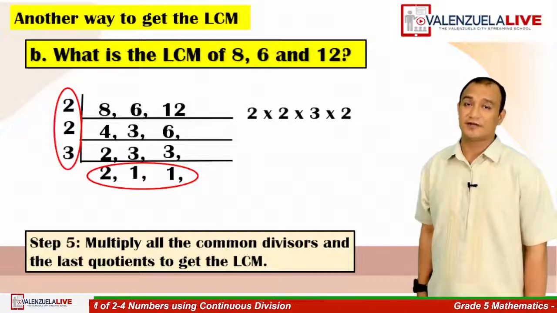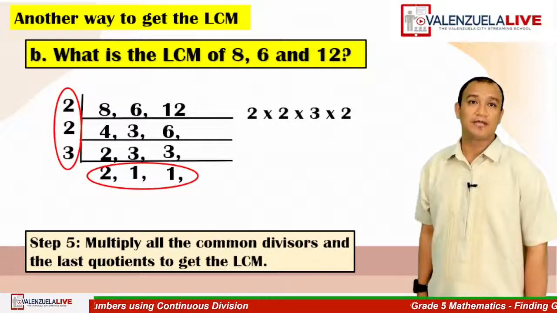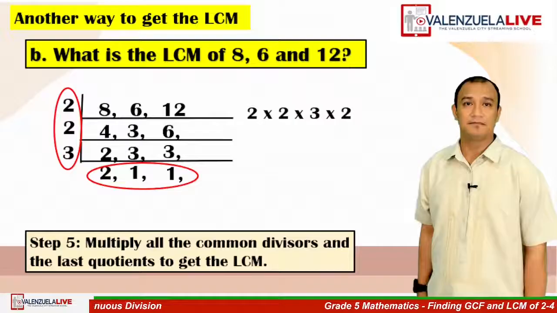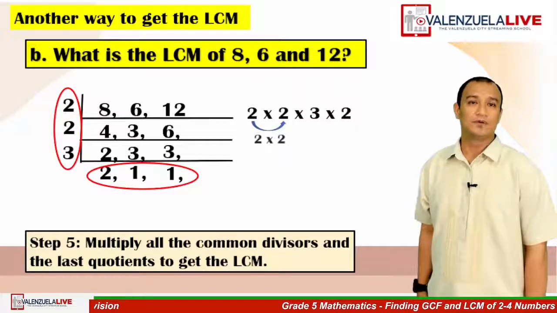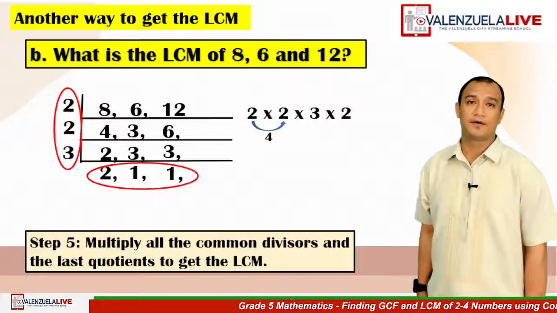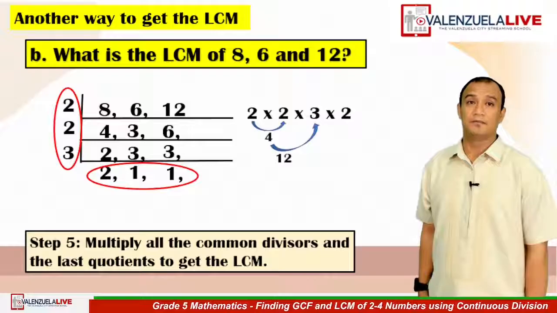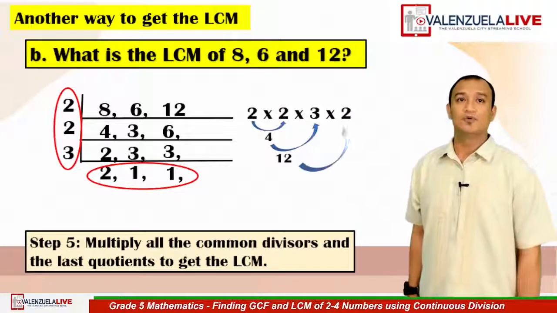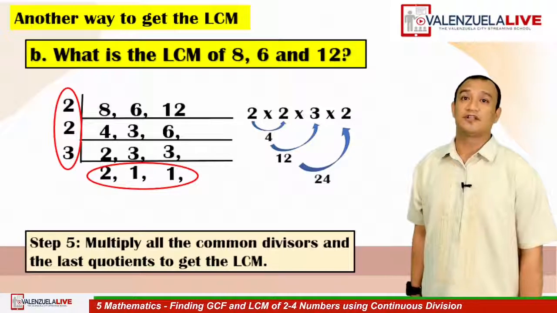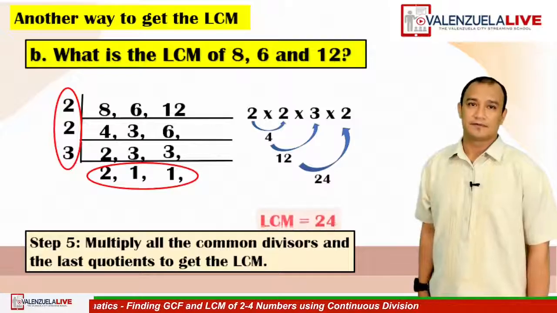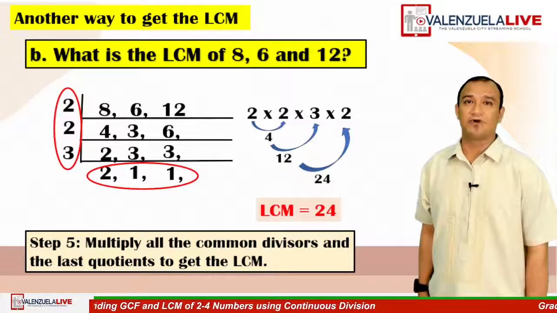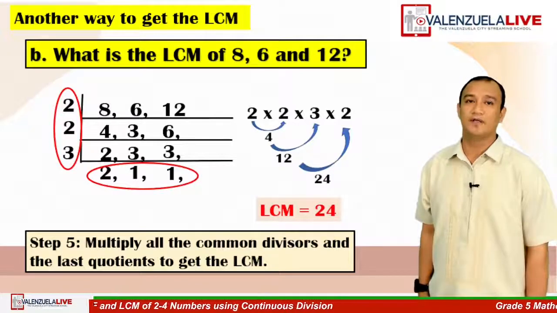Next, let's write the factors. 2 times 2 times 3 times 2. Let's multiply them. 2 times 2 is 4. 4 times 3 is 12. And 12 times 2 is 24. So therefore, the LCM of 8, 6, and 12 is 24.